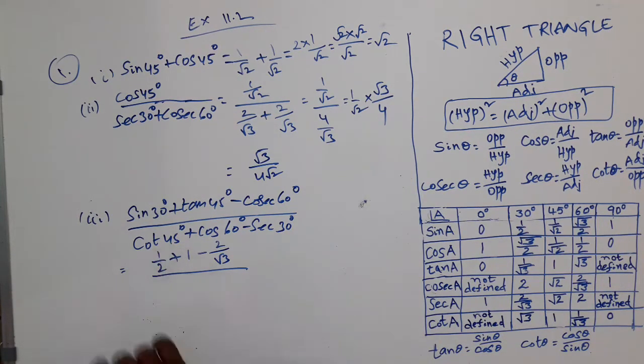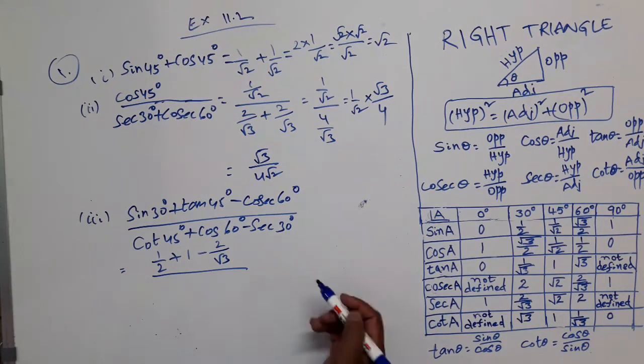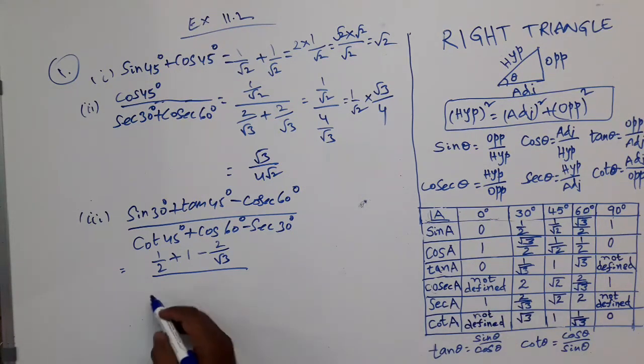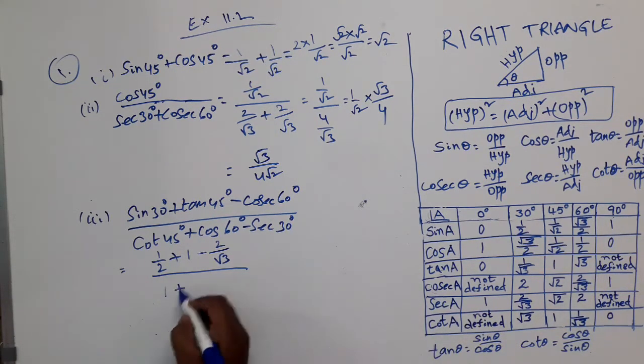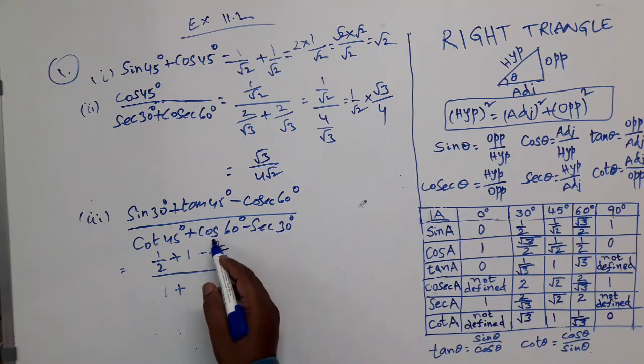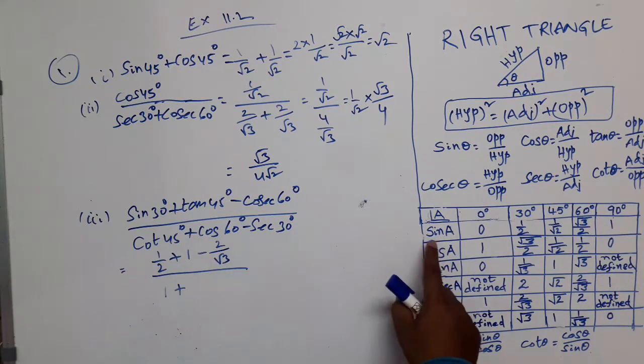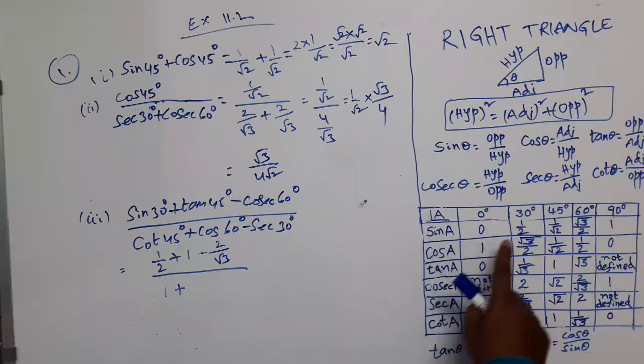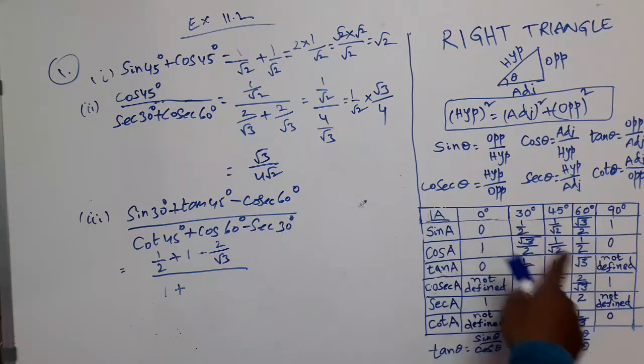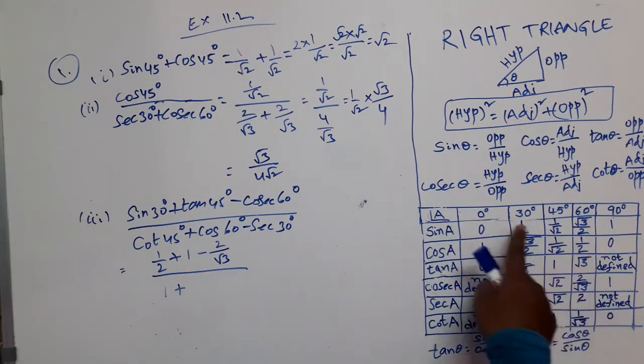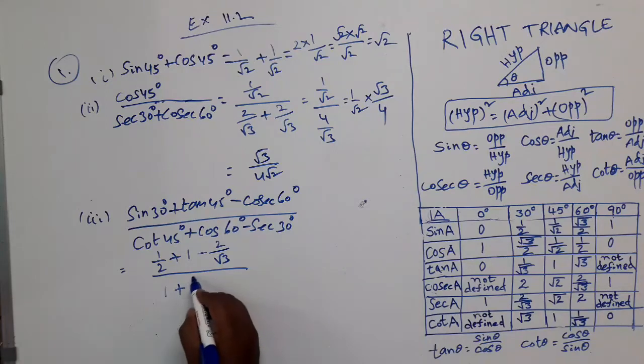Cot 45 degrees. What is cot 45? I told you, tan 45 degrees and cot 45 degrees are the same, 1. Plus cos 60 degrees. I remember this: cos 60 is sin 30 degrees. That is 1 by 2.